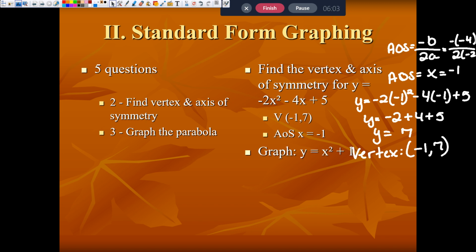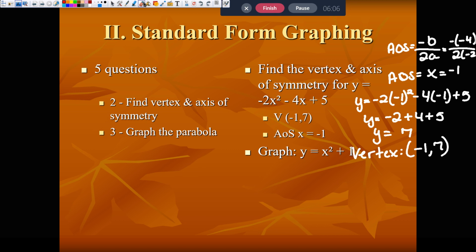So there will be 3 questions about graphing. So in order to graph, we have to do the same thing. So I have to find my axis of symmetry. I have to find my vertex, and then I have to find an additional point. Okay? So I'm going to take my equation, and I'm going to find my axis of symmetry. So, -b over 2a, or x equals.